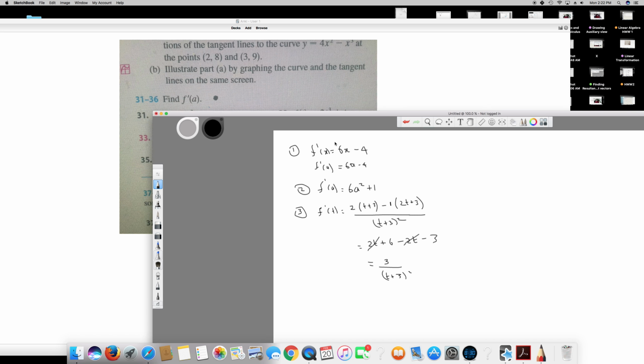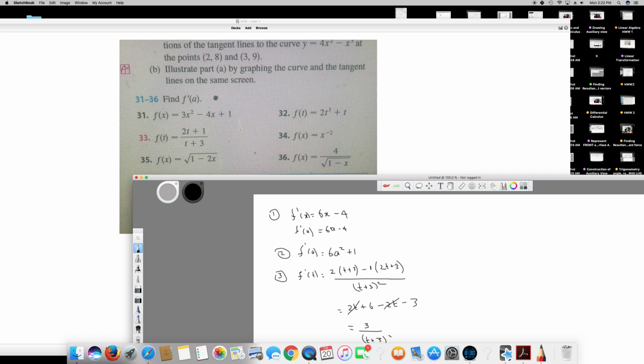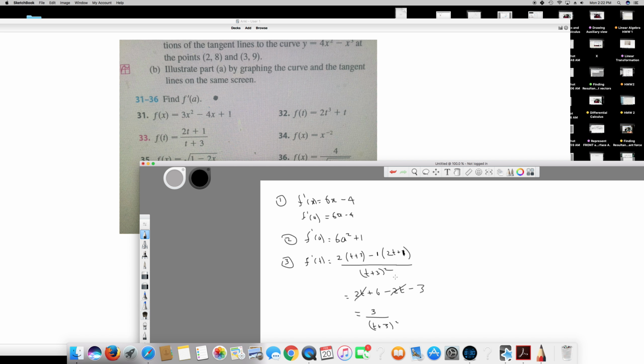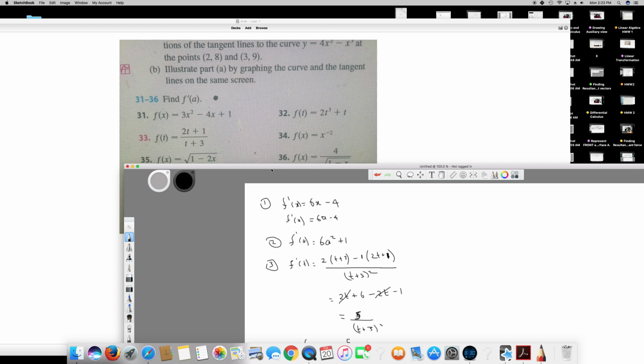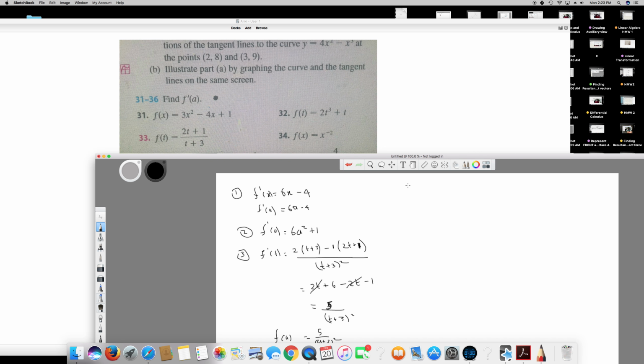Wait a minute, this one is 2t plus 1, I copied this from 2t plus 1, so it's going to be minus 1 here. So it's 5, right? 6 minus 1, 5. 5 over t plus 3 square. Now I have to write in terms of a. f prime a is going to be equal to 5 over a plus 3 square. So this is my third question. I have solved the third question. Now let's move to the fourth one.